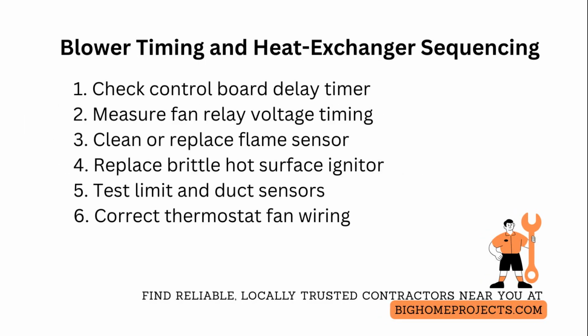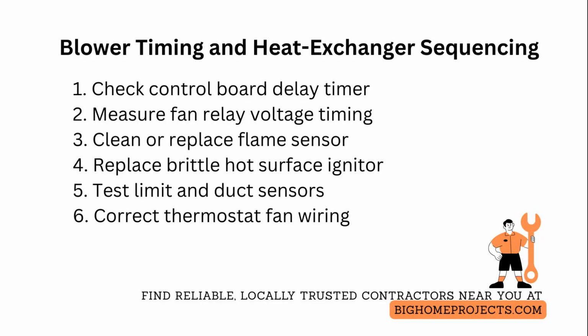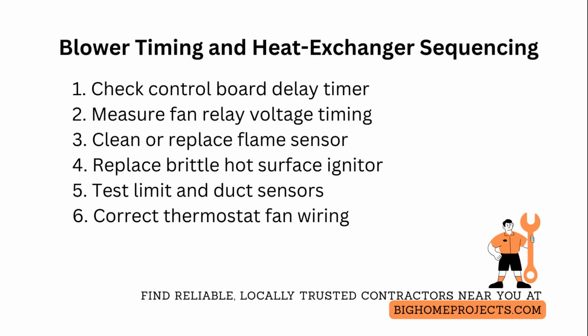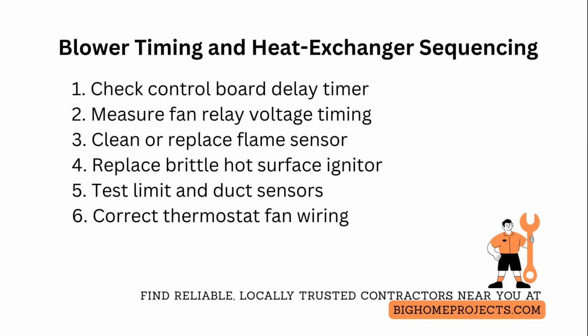If the blower runs before the heat exchanger is producing heat, the first thing to check is the furnace control board's delay timer. Many modern boards use a post-ignition delay of about 40 to 60 seconds only after the flame sense confirms stable combustion. Measure voltage to the fan relay and compare to the ignition on timestamp to verify sequencing.